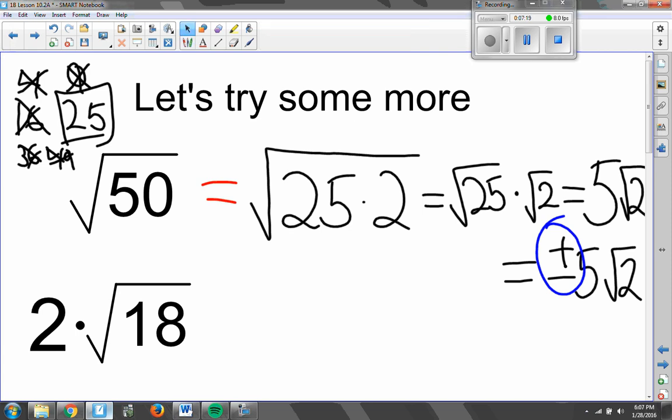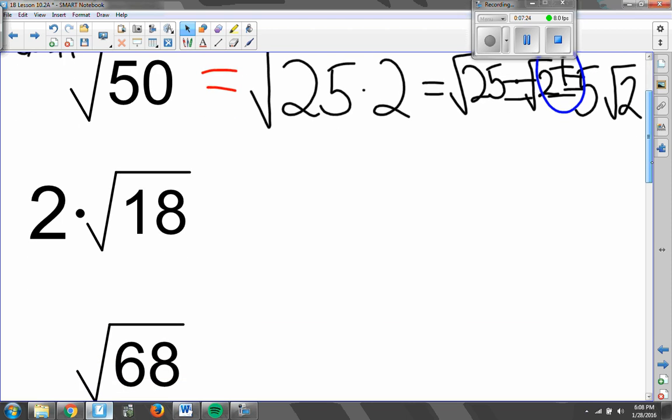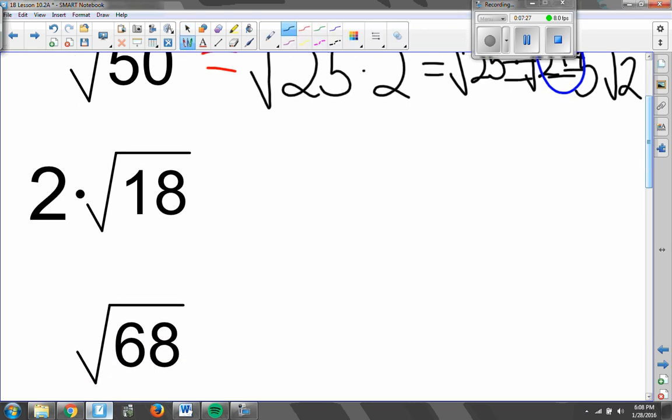Now let's try another one. But this time, I'm going to put a number out in front of it. Let's simplify 2 times the square root of 18. So I'm going to simplify the square root of 18 first and then deal with my multiplying by 2 later. So forget about this guy for a second, and just look at 18. Think of some perfect square numbers that can go in there. 4 doesn't, 9 definitely does. 16 does not, and that's all I have. So I'm going to use 9.